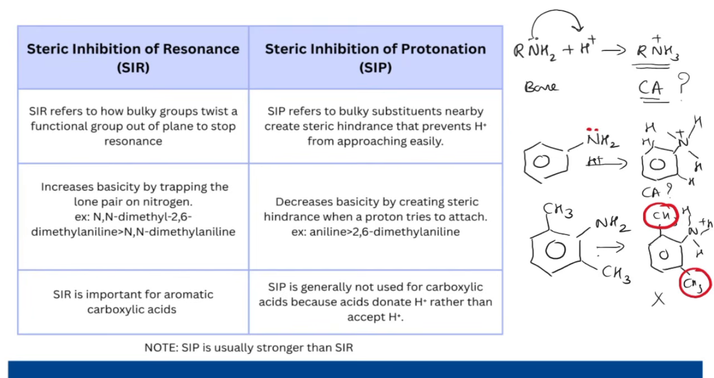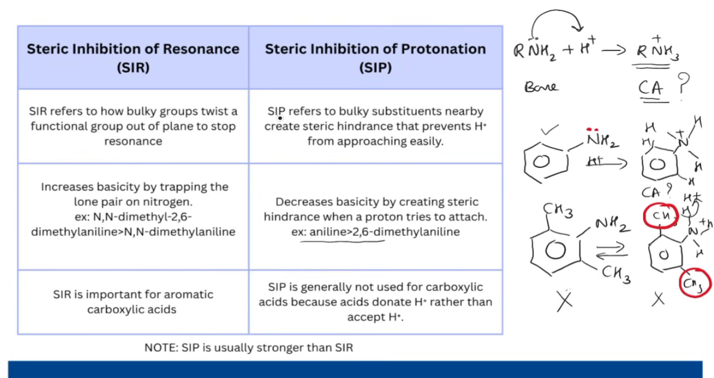So what happens? It will revert. That means it is trying to attain the equilibrium by giving away the proton. If it's giving away the proton and reverting, do we consider this as a good base? No. It is not as good a base as compared to the aniline molecule. Hence, aniline is considered more basic than the 2,6 dimethyl aniline molecule.